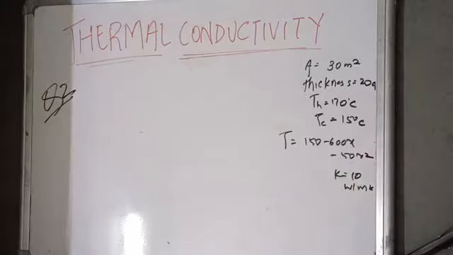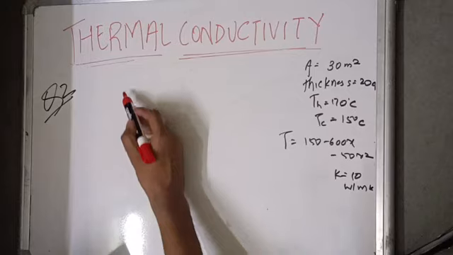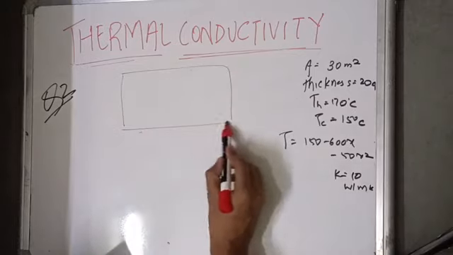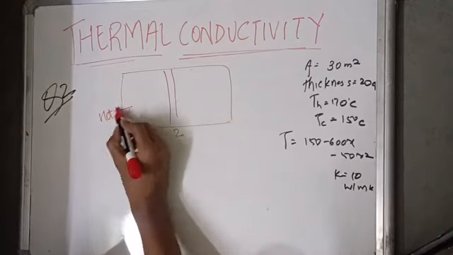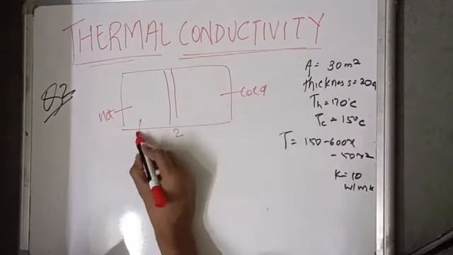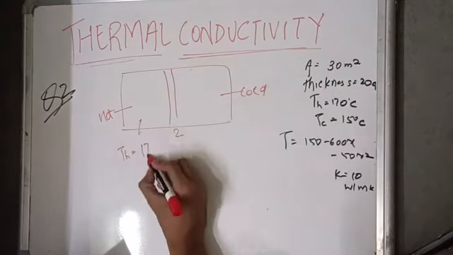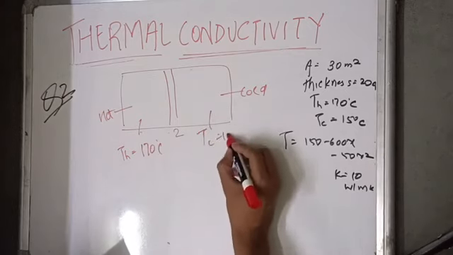We have to first find the average heat transfer coefficient at the hot and the cold surface. Okay, let's start with the diagram. We have got the thickness as 20 centimeter. This is the hot side, this is the cold side. Temperature of the hot side is 170 degree, temperature of the cold side is 20 degree.